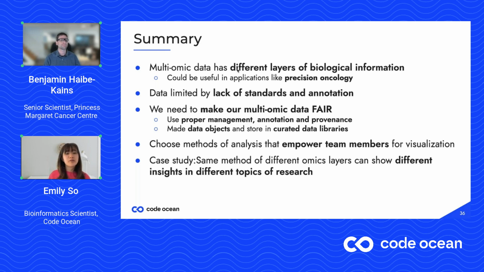But we also highlighted that while there's a trend of growing multi-omic and publicly available data sets, there are limitations in the data, including lack of standards and lack of proper annotation, as well as, as we highlighted in the poll, being able to access the correct version, or just a version, of the data set. And so ultimately, we described that we need to make sure multi-omic data is FAIR. This includes practices involving proper management, annotation, and provenance for a given data set. It also included Benjamin highlighting a pipeline to make a processed, identifiable data object that could then be stored in a curated data library like CodeOcean for very easy future use.